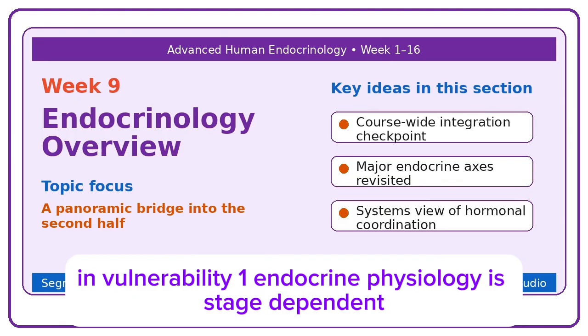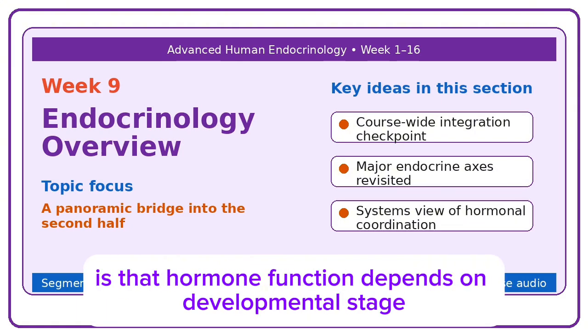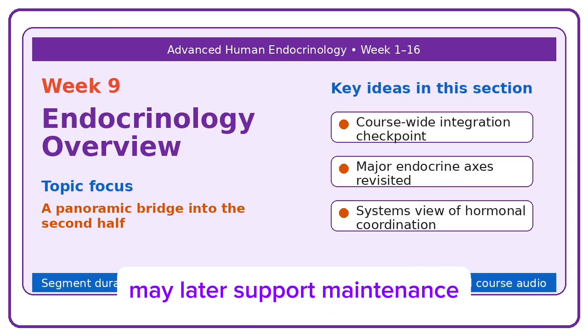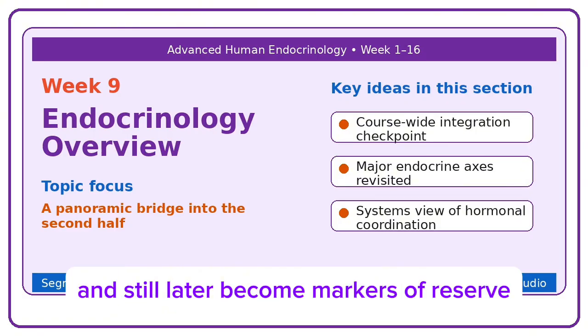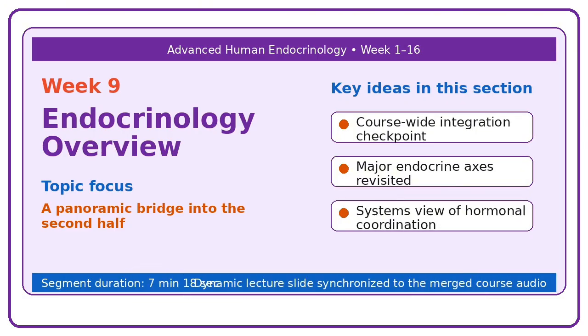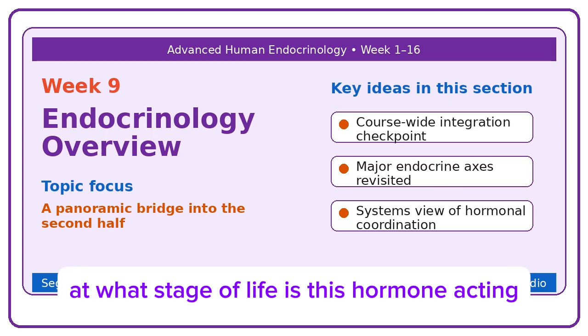1. Endocrine physiology is stage-dependent. A central principle of lifespan endocrinology is that hormone function depends on developmental stage. Hormones that support organ formation in early life may later support maintenance and still later become markers of reserve, decline, or altered adaptation. Therefore, endocrine interpretation must always ask, at what stage of life is this hormone acting?